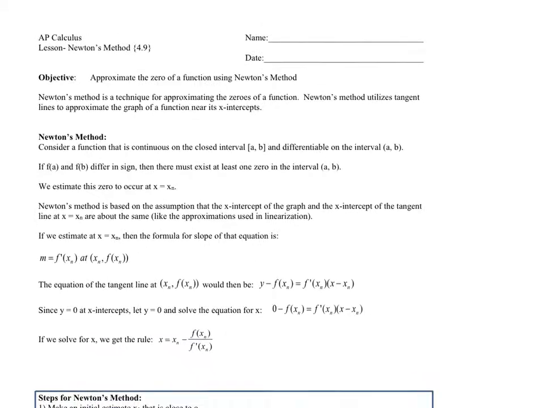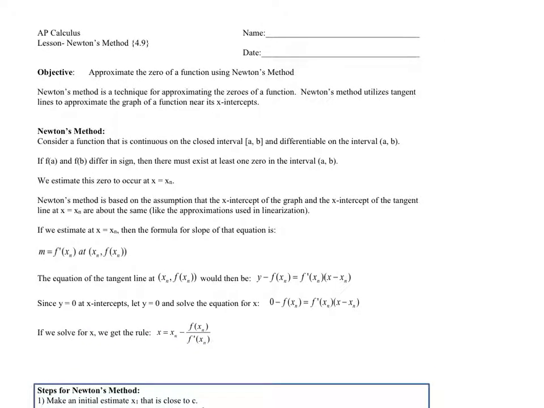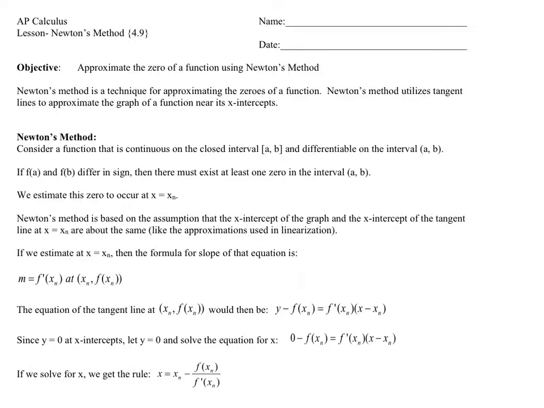Newton's method. Very easy approach. Nothing too complicated here. It's based off of the concept of a tangent line. And in fact, the Newton's method formula is derived from the tangent line equation. This is what we call an iterative process.